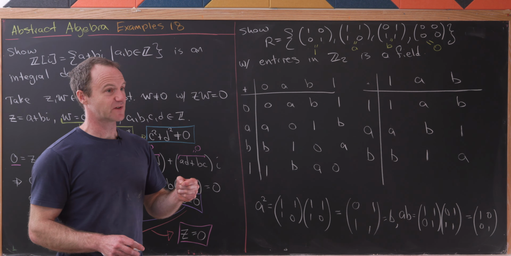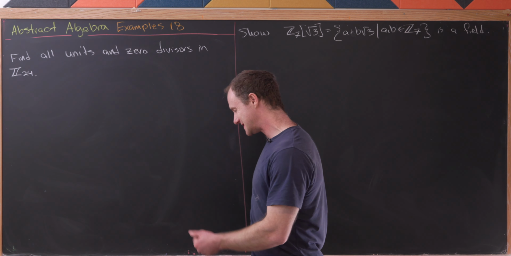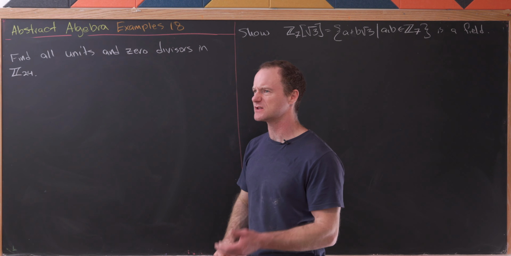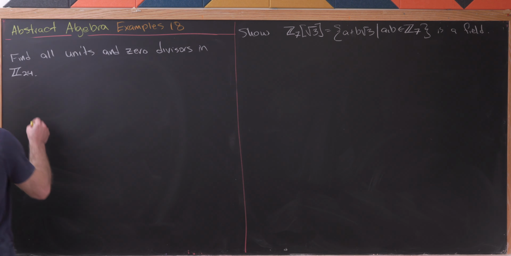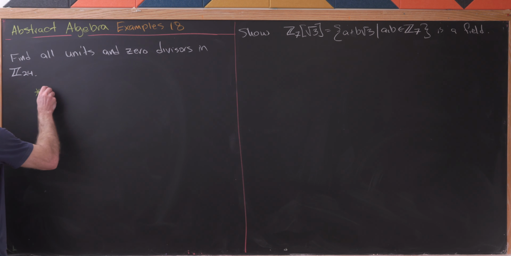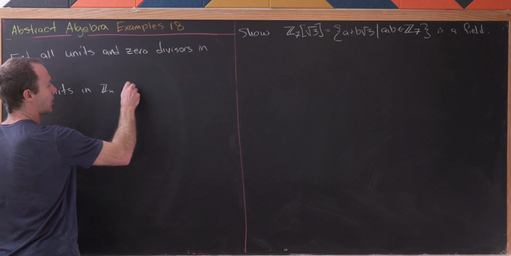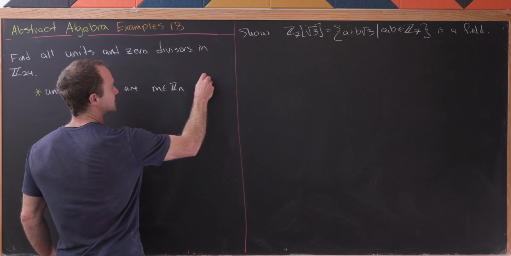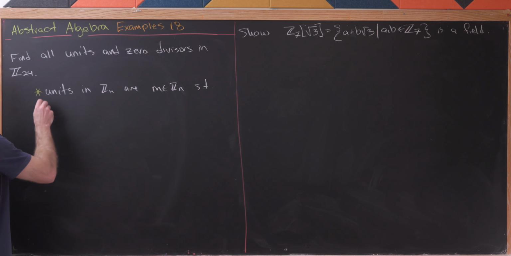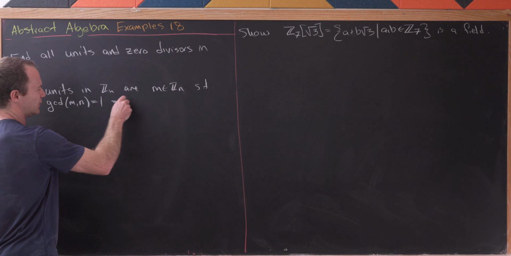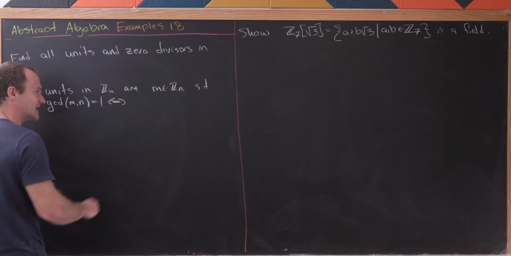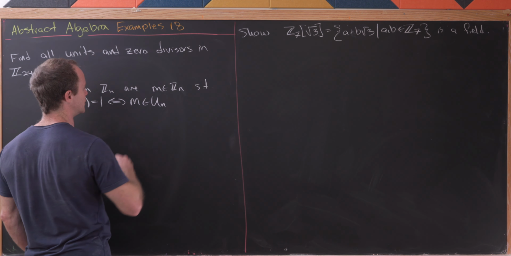All right, let's move on to the next example. So for our next example, we will find all units and 0 divisors in Z24. But before we do that, let's maybe talk about what's happening in general here. Okay, so the units in Zn are the equivalence classes M in Zn such that they're relatively prime to n. So in other words, we have GCD of M and n equals 1. But we kind of are familiar with this subset of Zn already, and that is Un. So that's if and only if M is an element of Un.